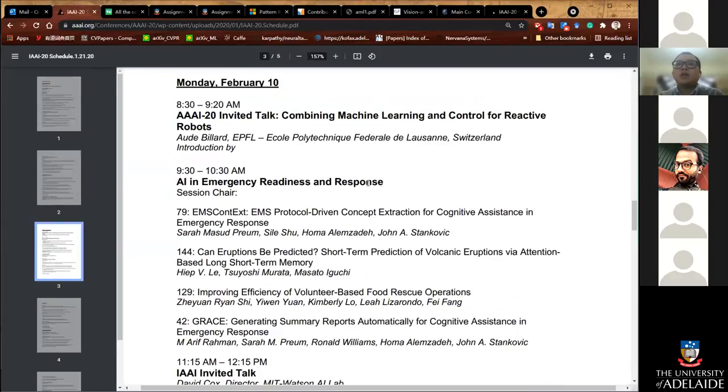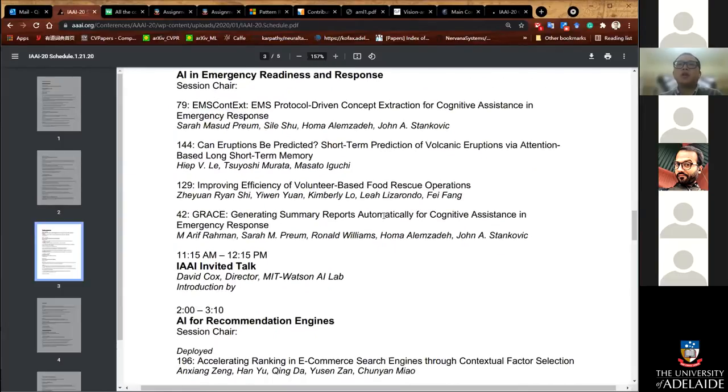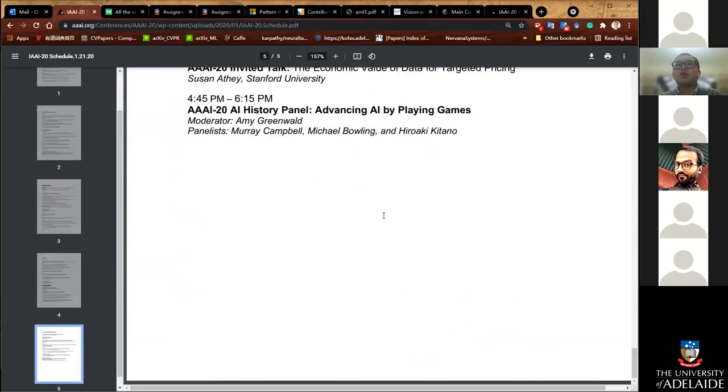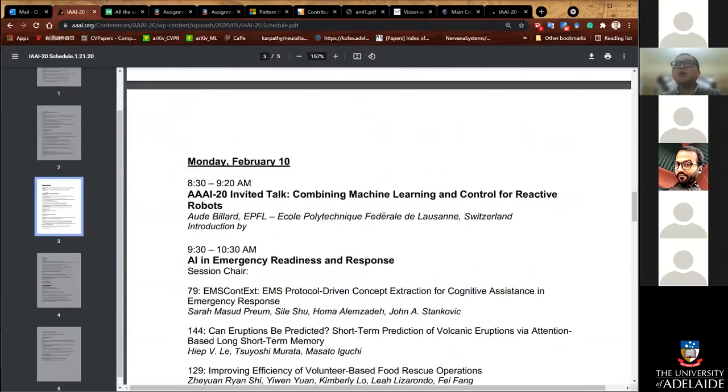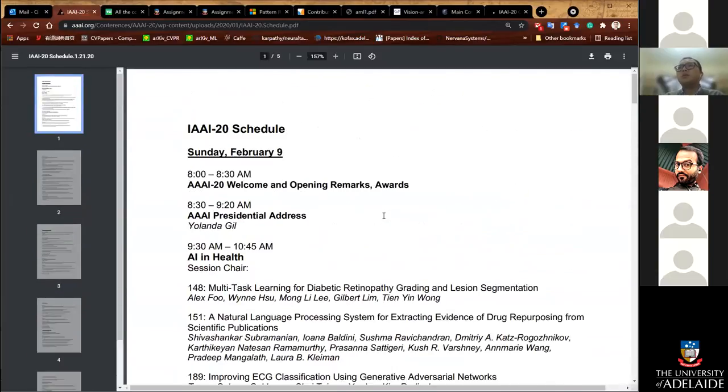Emergency readiness and response, like EMS protocol driven concept traction for cognitive assistance in emergency responses, right? So that's the application, and they use a machine learning algorithm. So this is a very good source. By checking this, you will find many interesting problems that people want to solve by using machine learning algorithms, right? That's one source. So let me see whether anyone has any questions.